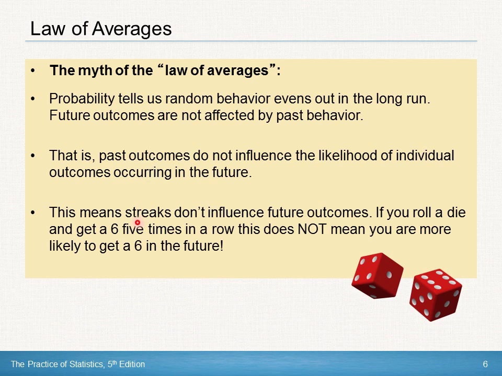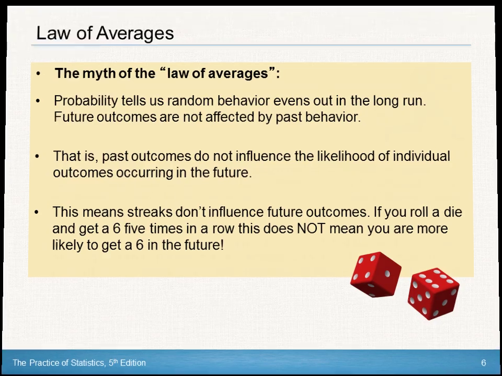This also means that streaks, you talk about streaks, especially in sports and in poker games, card games, Vegas, don't influence future outcomes. If you roll a die and get a 6 5 times in a row, this does not mean that you're more likely to get a 6 in the future. Basically, you got lucky. Okay, so streaks are part of the random probability process. You just got lucky if you got one of the streaks.